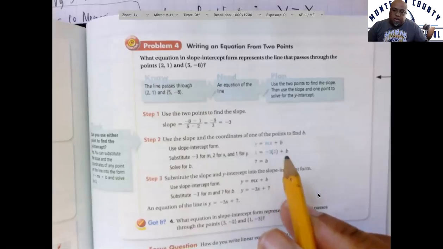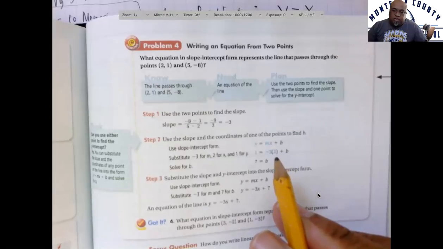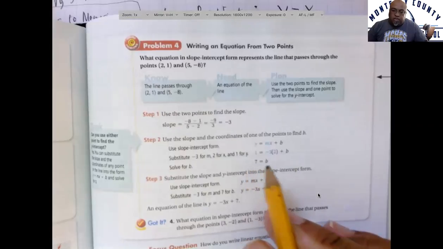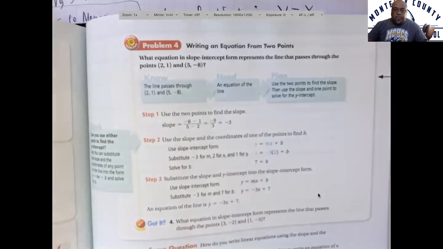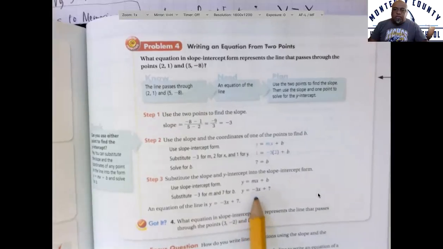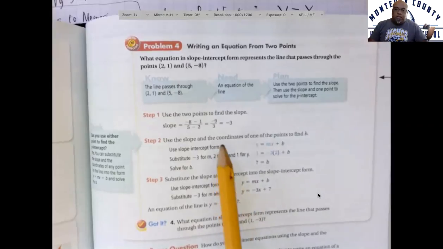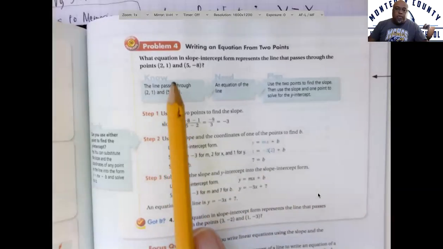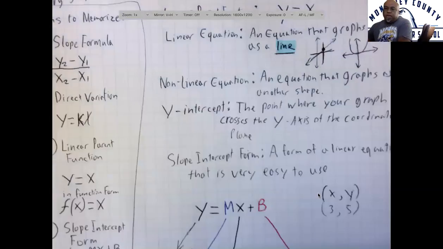If I isolate b by adding 6 to both sides, on this side it'll cancel, on that side it'll add 6 to 1, which gives me 7. So I can get the value for b. The y-intercept b is actually 7. Okay, so I can rewrite the equation as y is equal to -3x, where -3 I found using the slope formula, and then plus 7, which I found by substituting in one of the points that I had. Okay, I hope that helps make it clear.